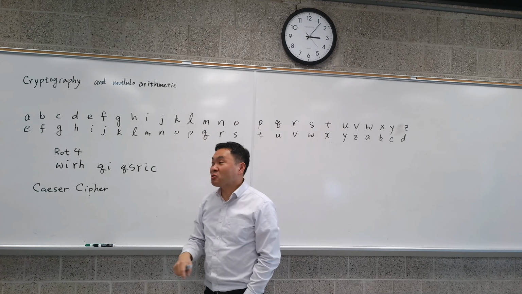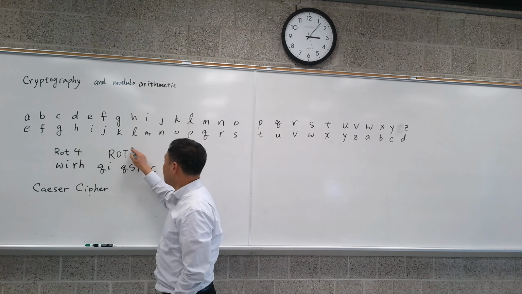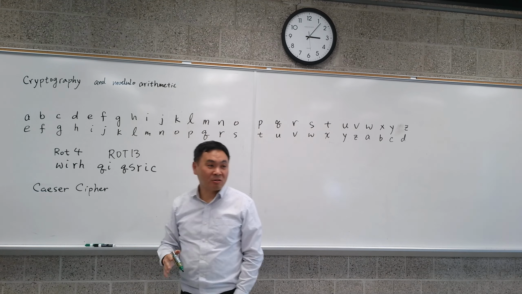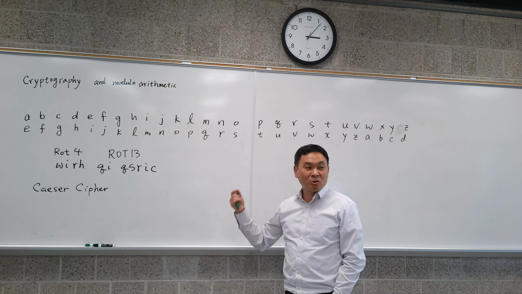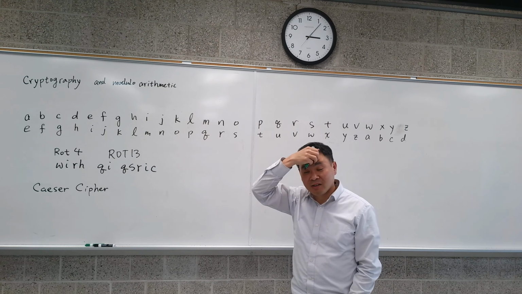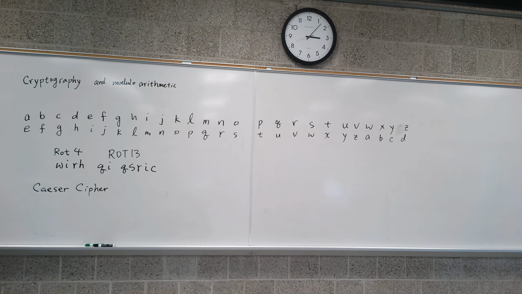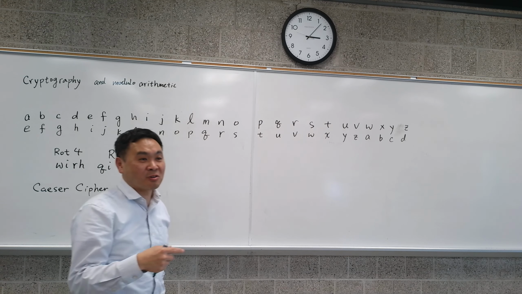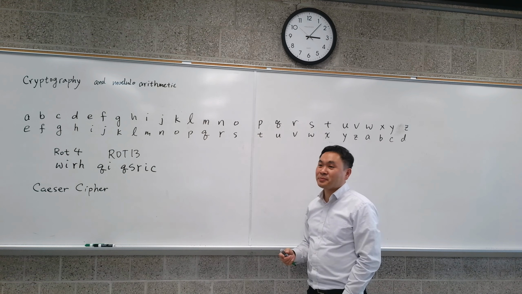One popular version of the Caesar cipher is rot 13, because there are 26 letters in the alphabet. Going this way 13 and going this way 13 are the same thing. So if you know how to encrypt, just run the same encryption twice, and it will decrypt the encoded message. So that's called Caesar cipher.